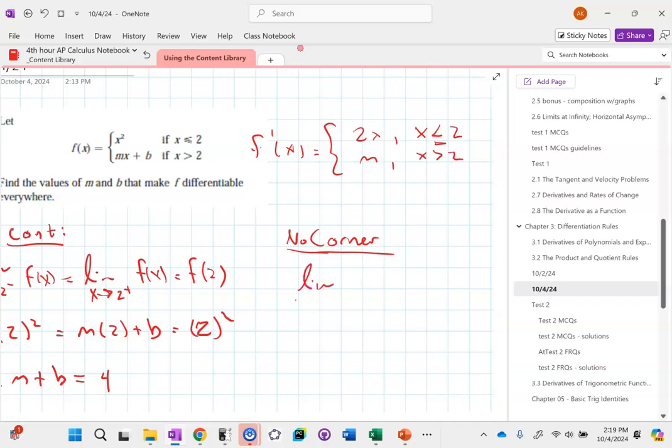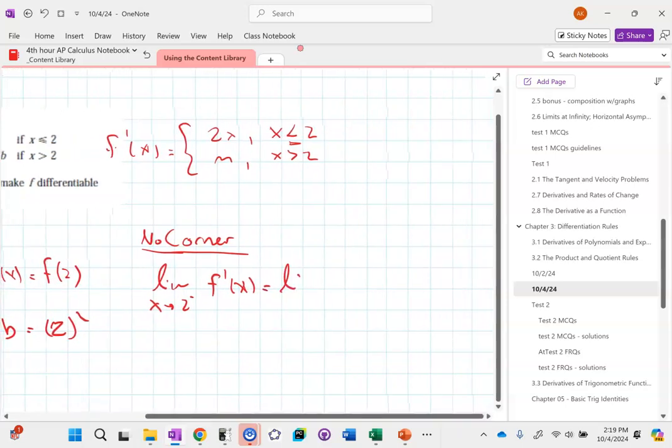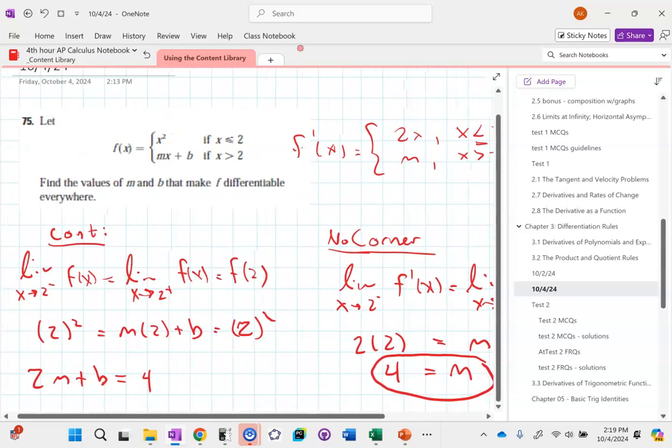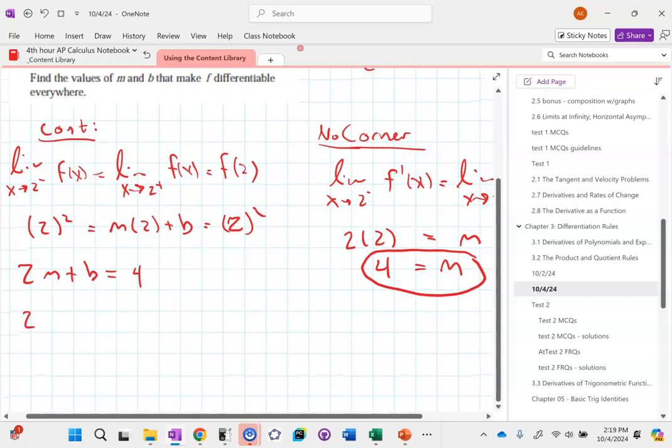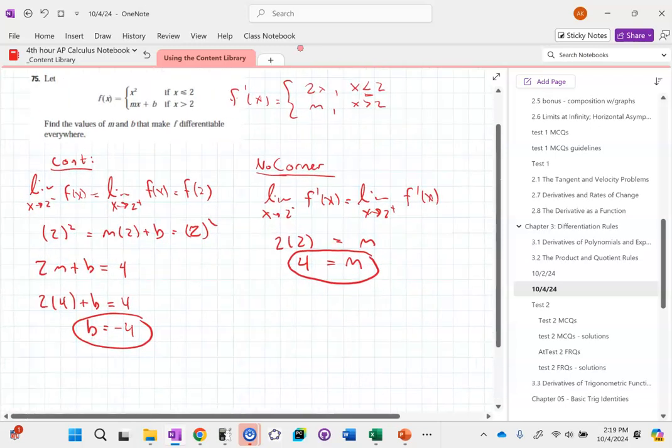So basically what I need to do now is check to make sure that the left-hand limit of the derivative equals the right-hand limit of the derivative. So I get that m is equal to 4. If I then go back here and plug that 4 in for m, I get that b is negative 4, and I should be good. Does that make sense? Yeah.